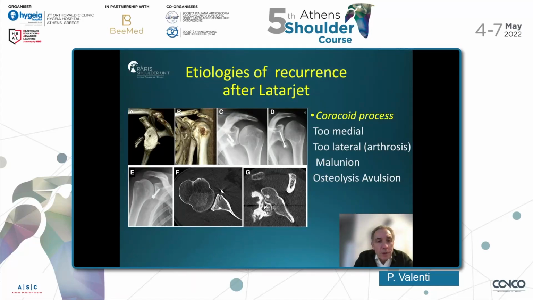So, sometimes the patients have a Latarjet procedure as the first operation after recurrent anterior dislocation of the shoulder. And you see that sometimes there is a complication. It's not such an easy operation, even if you do an open or arthroscopic technique. Sometimes you have a coracoid process which is too medial or too lateral, and there is malunion, osteolysis, avulsion, conflict with the screw, many complications. And sometimes in a series you have 20% complications after the Latarjet procedure.